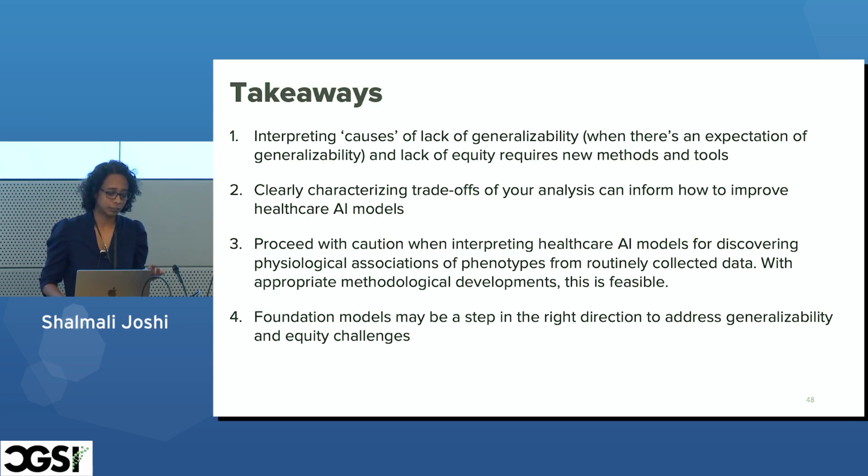And it looks like the foundation models are doing something right, as far as I think right now, at least squinting at some of these images. So maybe we are taking a step in the right direction in terms of addressing generalizability and equity.